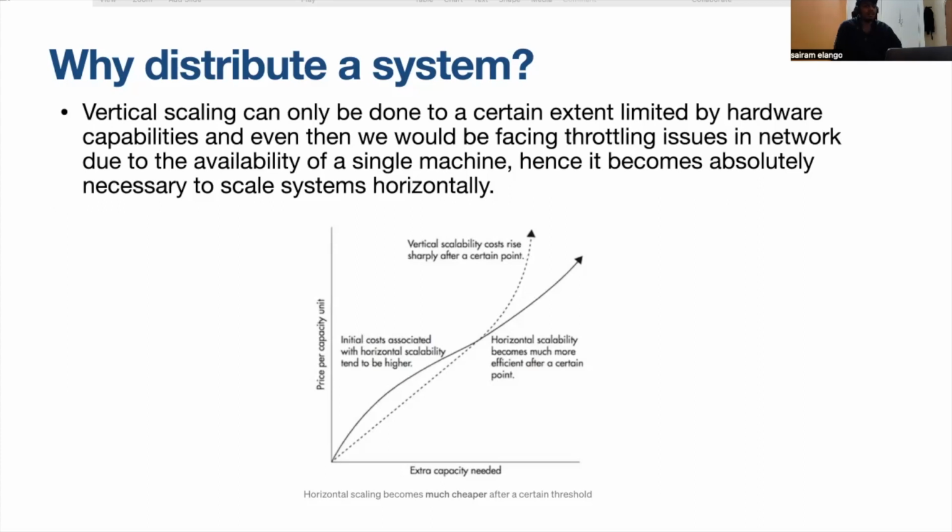So that is why horizontal scaling is very important, and distributed systems are very popular in terms of storage and processing nowadays. If you look at this graph, you can see whenever you require extra capacity in terms of memory or processing units, initially vertical scaling would be cheaper for you. And as you progress, horizontal scaling becomes much more efficient and much more scalable when compared with its vertical counterpart.